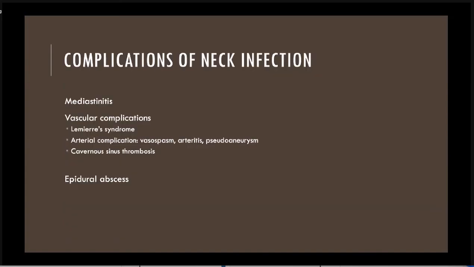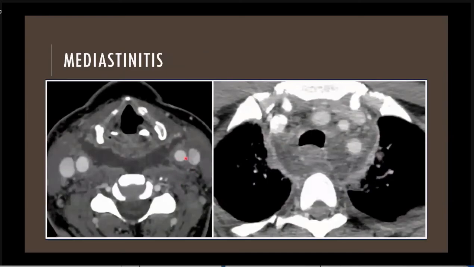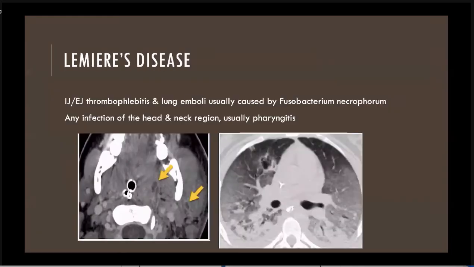Complications of neck infections can be very serious. It can spread to the mediastinum, causing mediastinitis. It can also cause vascular complications like Lemierre's syndrome, or arterial complications like vasospasm, arteritis, or pseudoaneurysm. And finally, you can have cavernous sinus thrombosis. In the setting of prevertebral abscess, it can also spread into the spinal canal, causing epidural abscess. So we have seen this example earlier of a retropharyngeal abscess spreading into the mediastinum, causing mediastinitis.